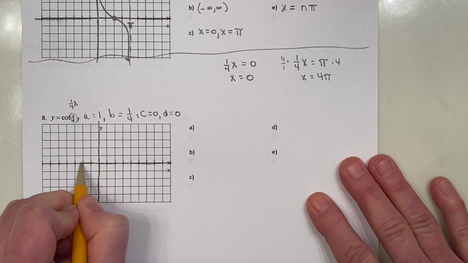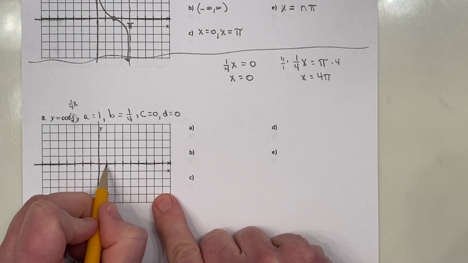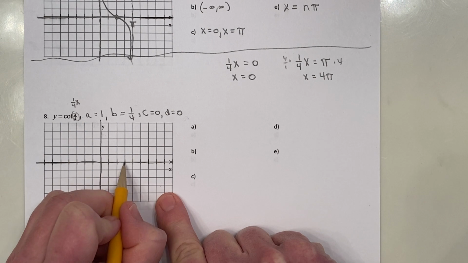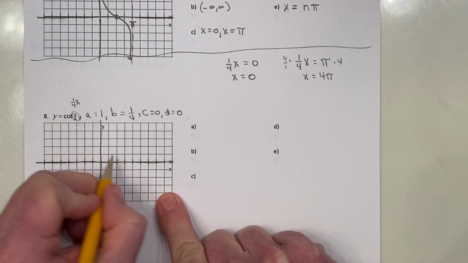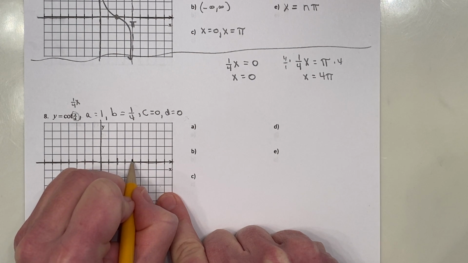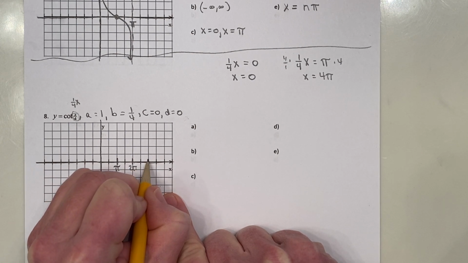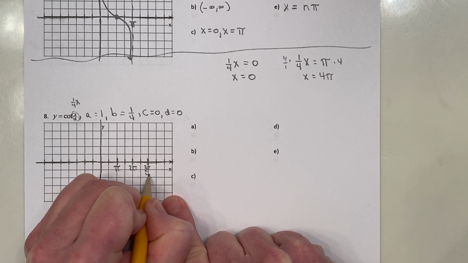And sketching those vertical asymptotes. I think I'll let 2 tick marks be 1 pi, so maybe that'll work. Let's see, that'll be 1 pi, 2 pi, 3 pi, yeah, there'll be enough room. So that's pi, 2 pi, 3 pi, and then 4 pi.